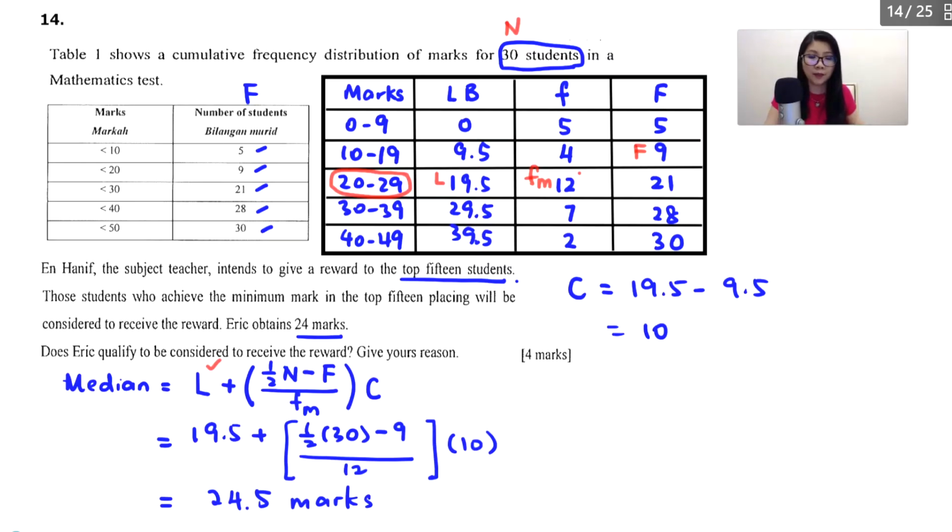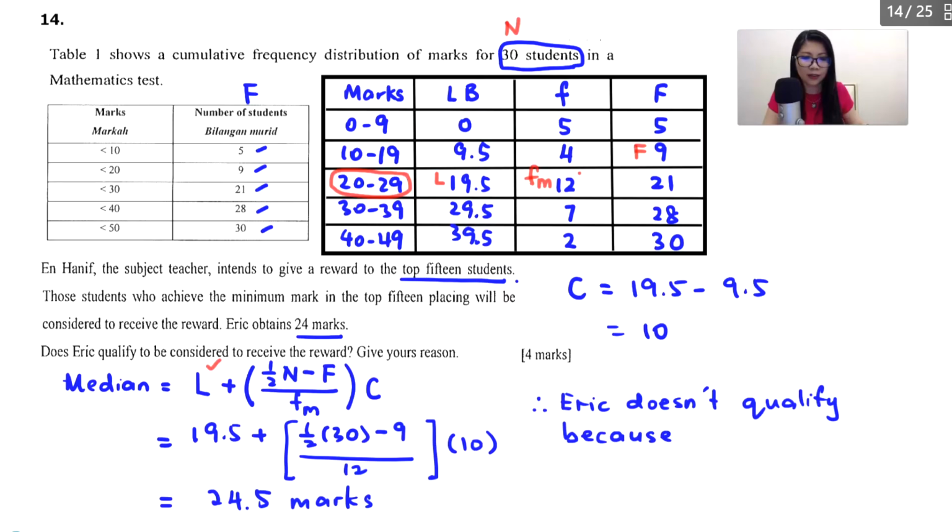So we're going to write a statement. Therefore, Eric doesn't qualify, because his marks, which is 24, is less than 24.5. That's it.